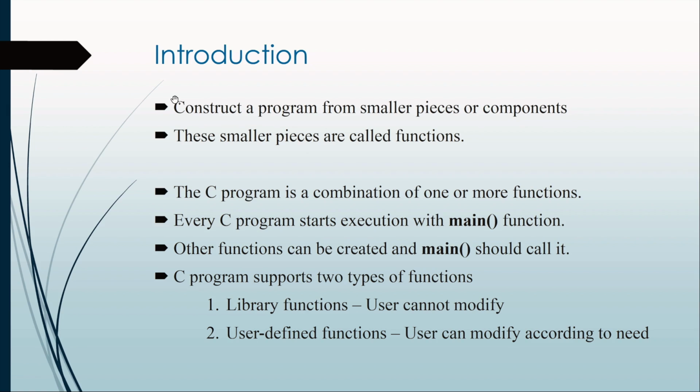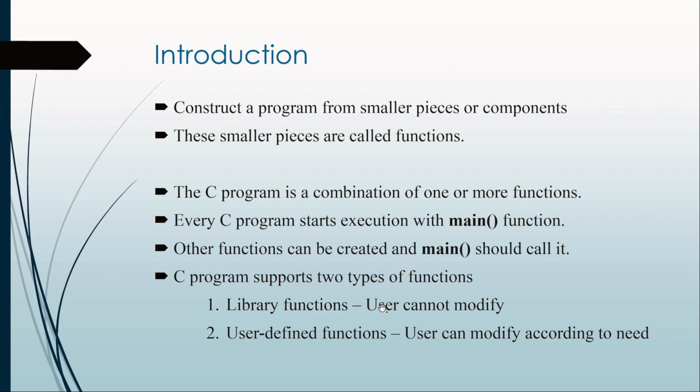Generally in every C program we will have a function called the main function. The main function is a special function which is essential to execute every program. Without the main function, a C program cannot get executed. There are two other types of functions available: one is library functions, another is user defined functions.